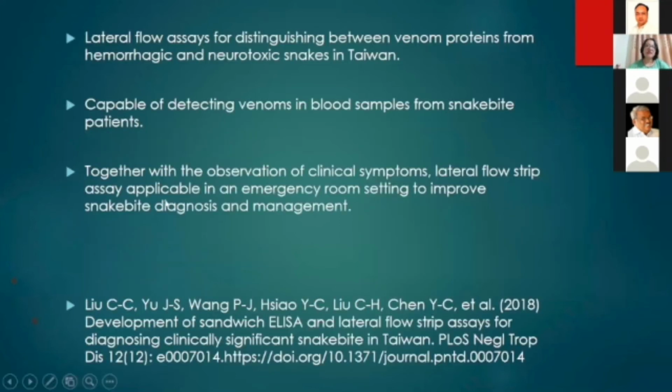So there are lateral flow assays as well that can differentiate the hemorrhagic from the neurotoxic snakes. There has been a study by Liu CC et al., published in 2018, on the development of sandwich ELISA and lateral flow strip assays for diagnosing clinically significant snake bite in Taiwan.